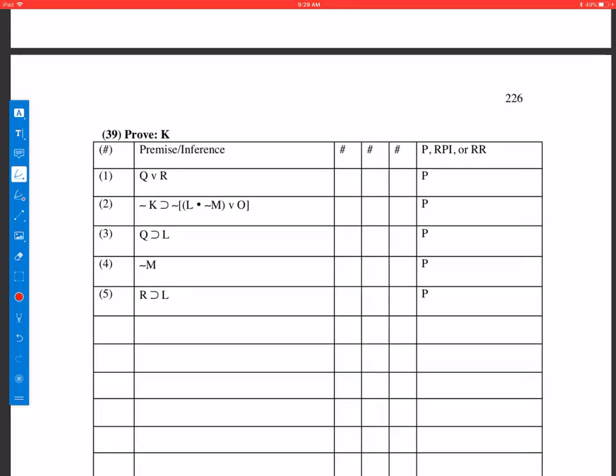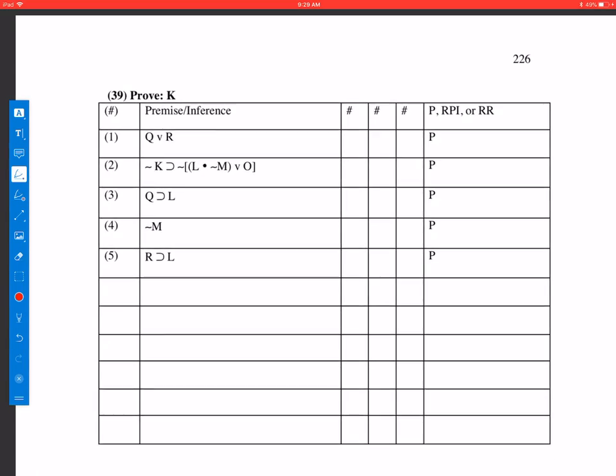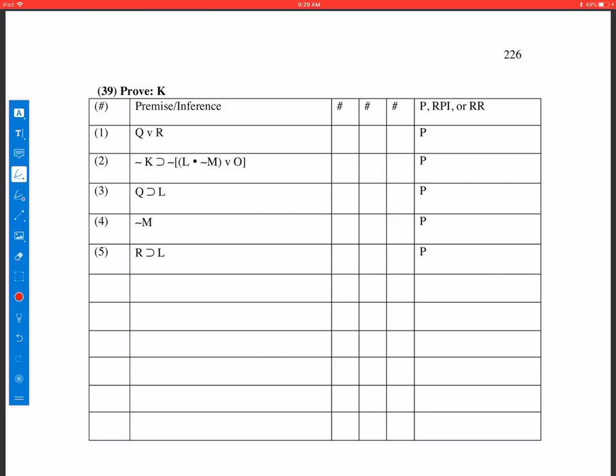That one was pretty straightforward. How about another? K. Prove K. Well, the only place we're going to get a K is from line 2, but that's going to require a modus tollens. It's going to require L and not M or O.